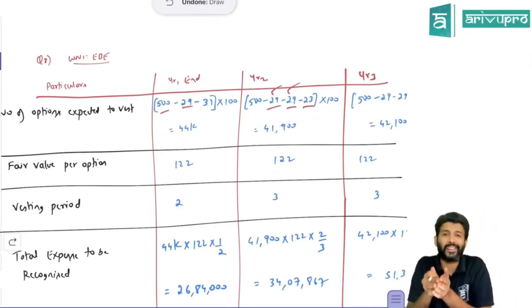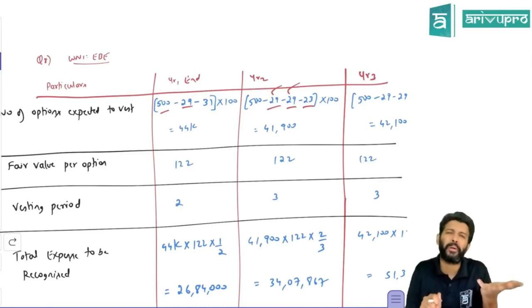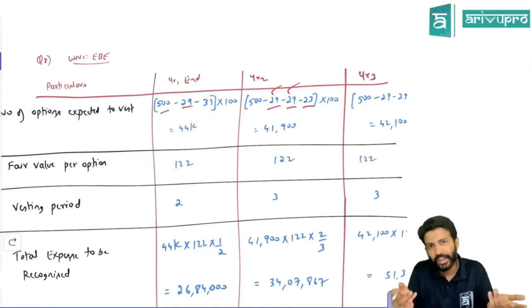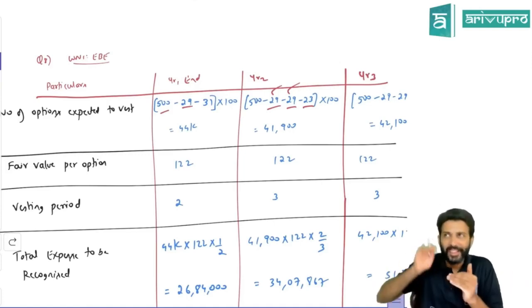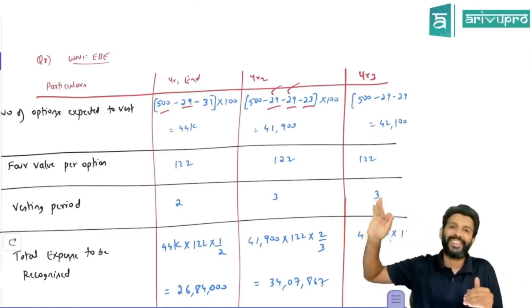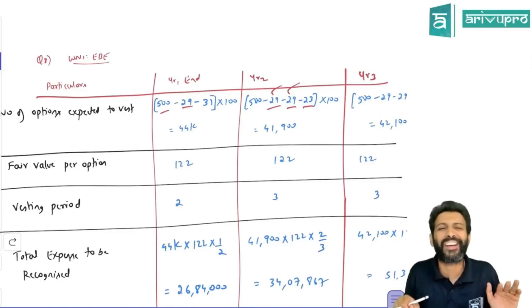Now, you are in second year. Was the target of second year met? No. Company thought in first year target may be met. Now we are at the end of second year. Was the target met? No. Now what will the company think? Target will be achieved in third year. That means what is the total vesting period in reality now?